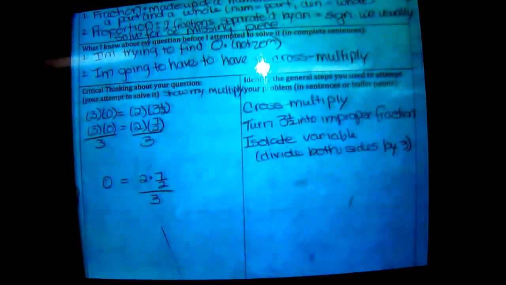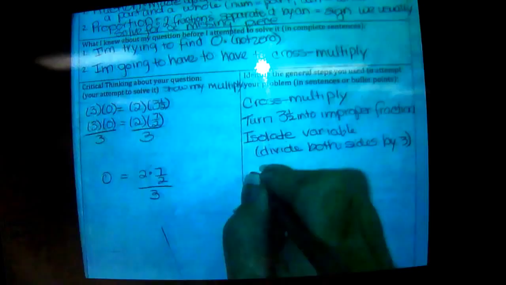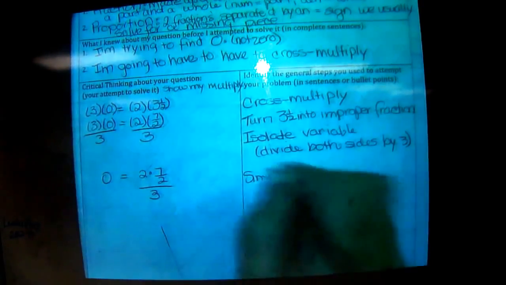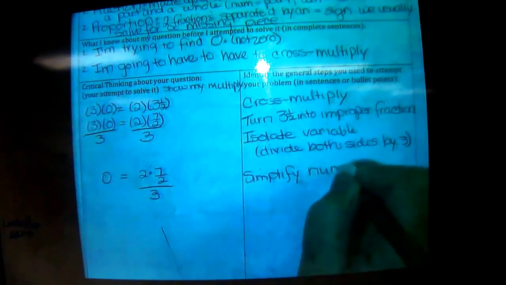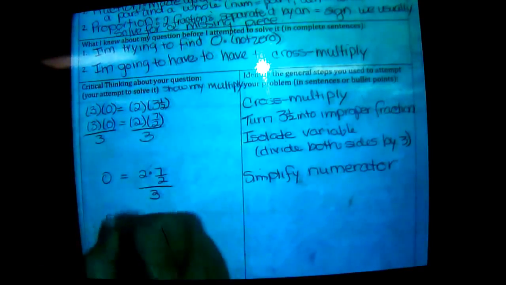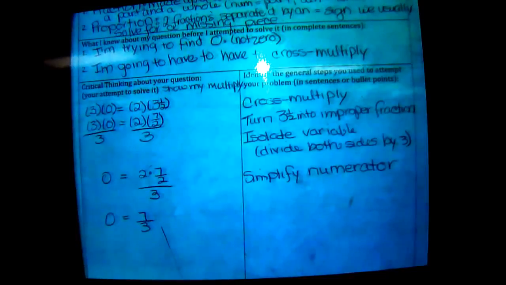What should we do now? What do you think? Shall we simplify the numerator? Sure. That's an order of operations thing, so that makes sense. Simplify numerator. So O equals 7/3.